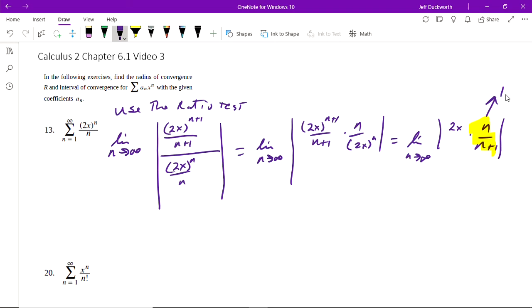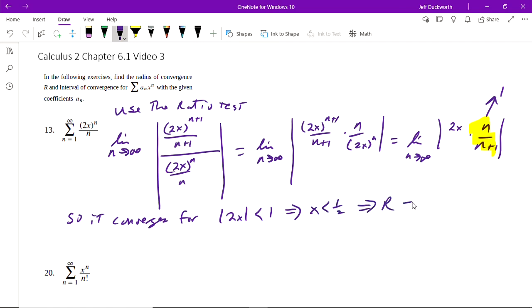So for convergence, we need the absolute value of 2x, or 2 times the absolute value of x. It converges for the absolute value of 2x being strictly less than 1. We can pull the 2 out and divide, so x is less than 1/2. That means our radius of convergence R is equal to 1/2. The second part of the problem, however, asks for the interval of convergence.